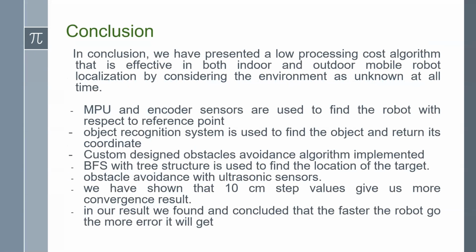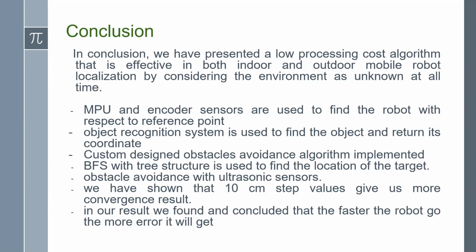In conclusion, in this work, we have presented a low-cost algorithm, both in terms of finance and processing expenses. It's effective for both indoors and outdoors, since it does not rely on any cameras or visioning system or predefined areas. It performs a blind search in an unknown environment. The sensors that are used in this work were the MPU and an encoder, which are used to detect the location of the robot at every time unit.